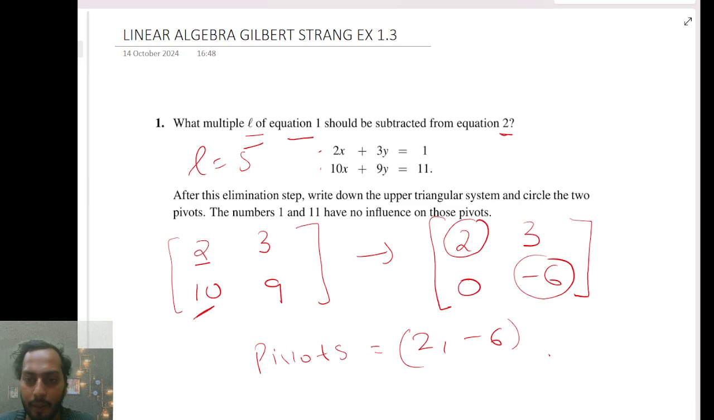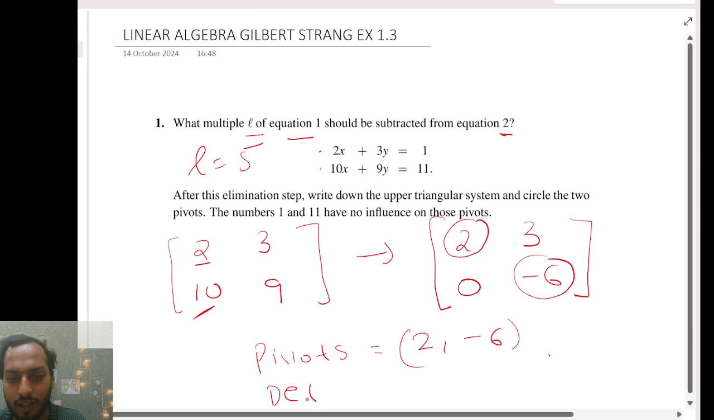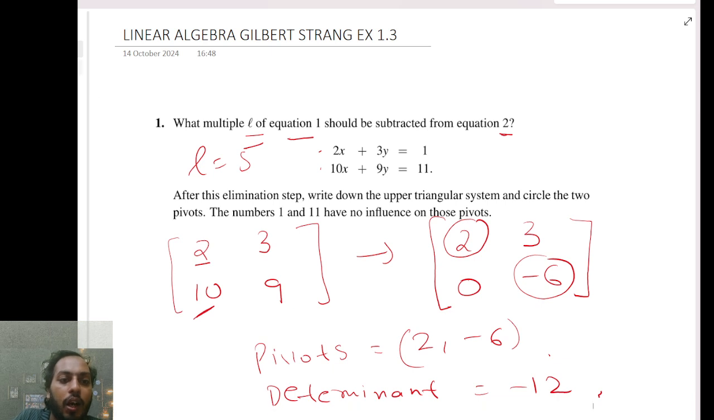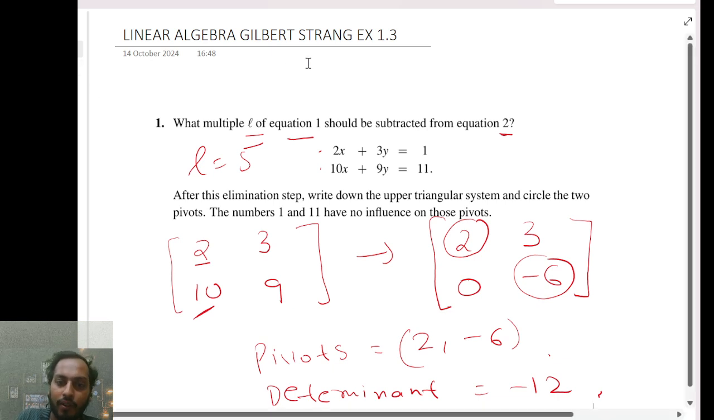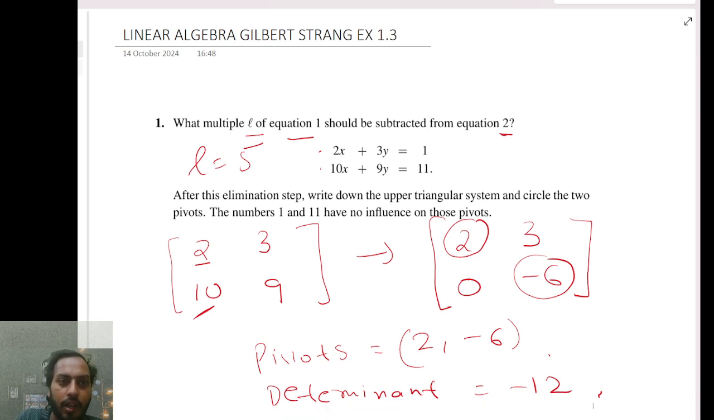If you know about the determinant, what will be the determinant of this matrix? Minus 12. If you listened to the second lecture, you know that the determinant is just the multiplication of the pivots, so it would be minus 12. They are not asking for it, but if anyone is interested in the determinant, the number associated with this 2 cross 2 matrix is minus 12. Is it okay? That's all. The first question is very clear. Now let's come to the second question.